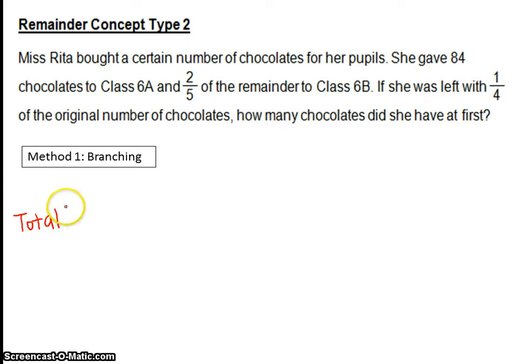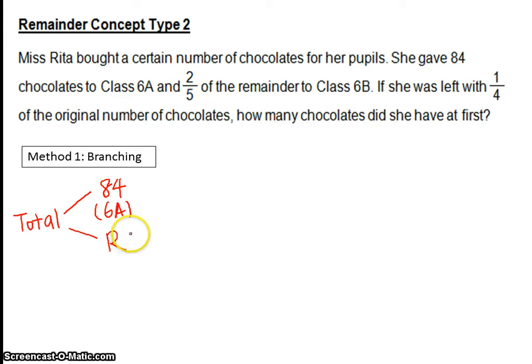So the total stands for the original number of chocolates Miss Rita had. Out of this, 84 was given to class 6A. Since we do not know how many chocolates were left after she gave to class 6A, we shall write R, to stand for what was left after giving to class 6A. So R stands for the remainder.